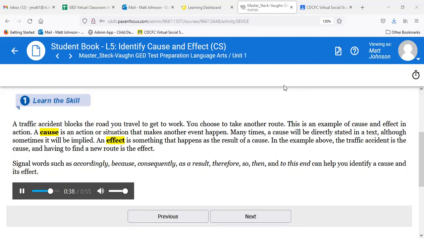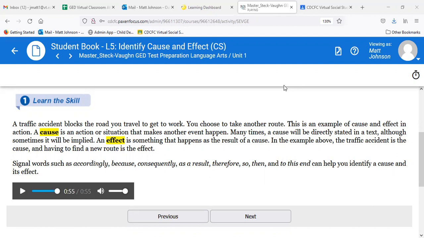Signal words such as accordingly, because, consequently, as a result, therefore, so, then, and to this end can help you identify a cause and its effect.